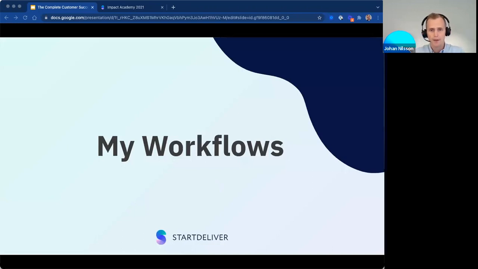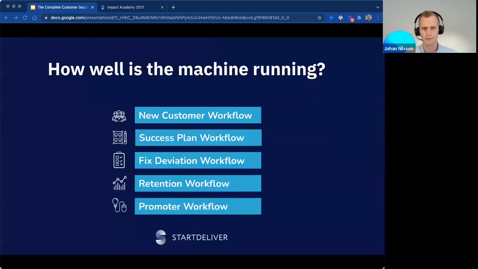Moving on. Now it's into my workflows. What are workflows again? Workflows are actually processes. The processes we drive in customer success. So how well is the machine running? I think that's the answer we want to give with these reports for these different workflows.